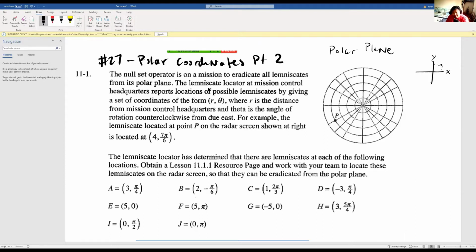This is the polar plane, of which it says here, our points are now (r, theta), where r is the distance from mission control headquarters, which in this problem they don't really tell you. Mission control headquarters in this case would be the origin, like so.